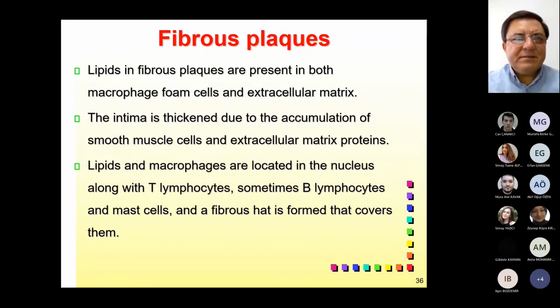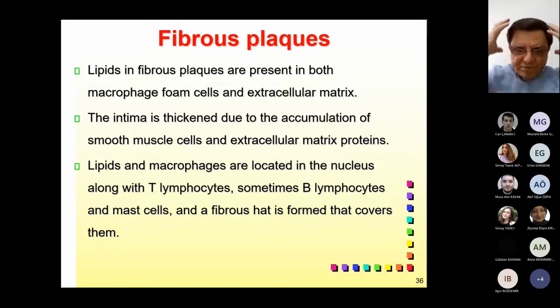And in fibrous plaques, the lipids are found in the macrophage foam cells and also in the extracellular matrix, and here the intima is thickened because of the accumulation of the smooth muscle cells and extracellular matrix proteins. Or maybe instead of accumulation, we can say the proliferation of the smooth muscle cells and the extracellular matrix proteins. Lipids and macrophages are also located in the lesion with T lymphocytes and sometimes B lymphocytes and mast cells.